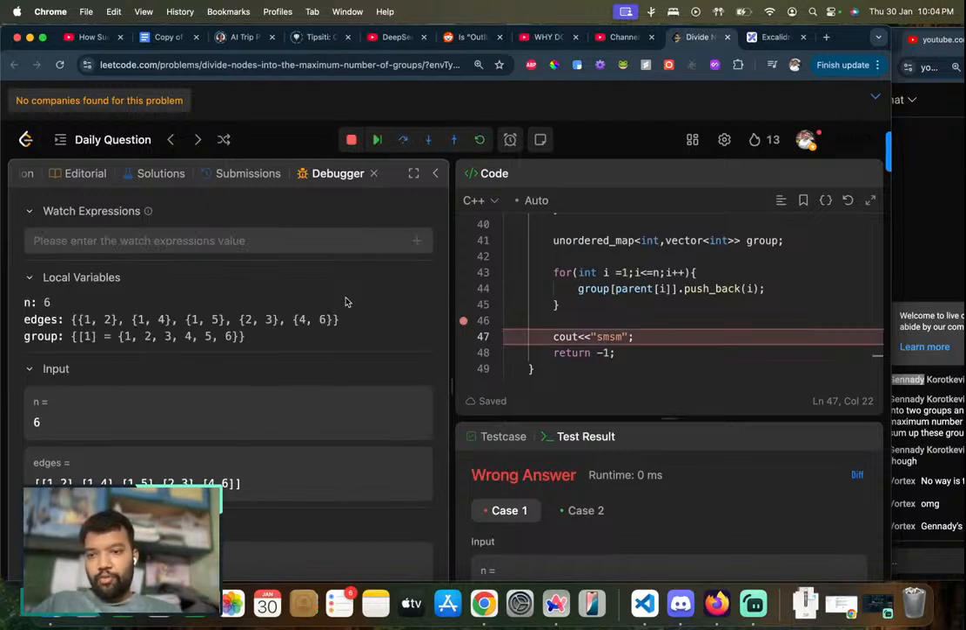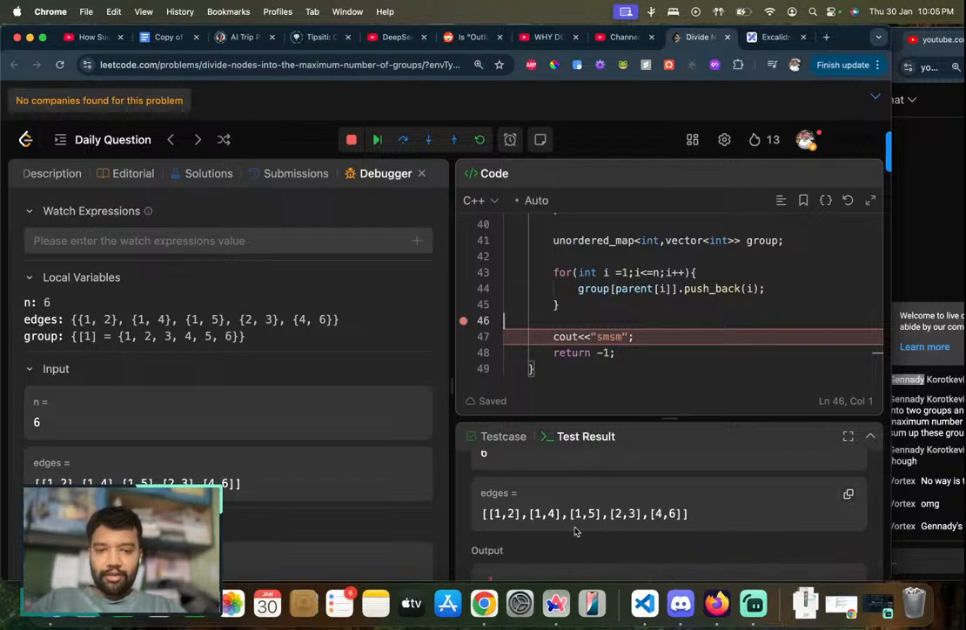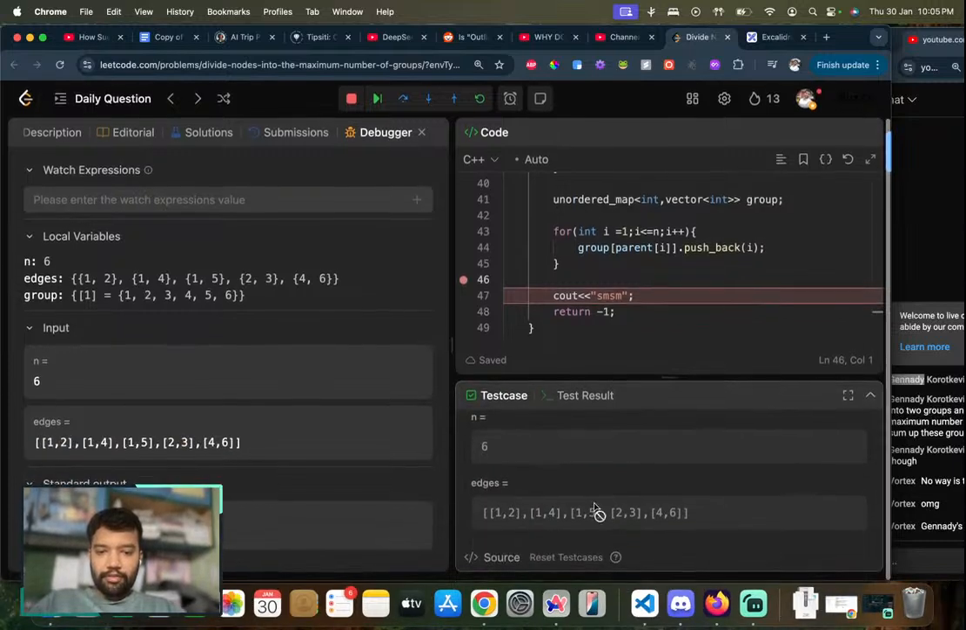One will have one, two, three, four, five, six. So yeah, that makes sense. Now, if I do not have one edge, let's say not have one to five, will I have two groups? Let's see, does this work?